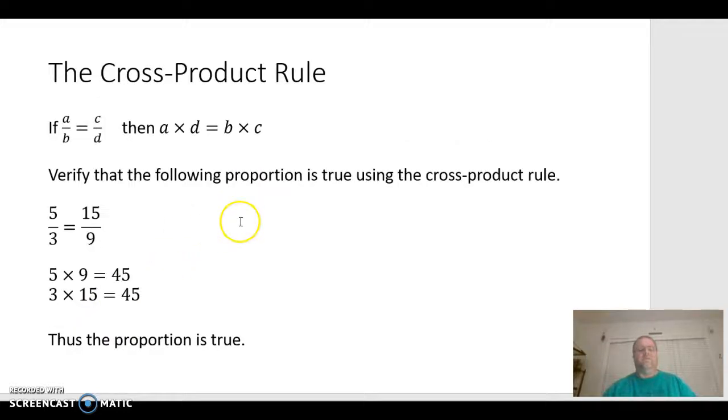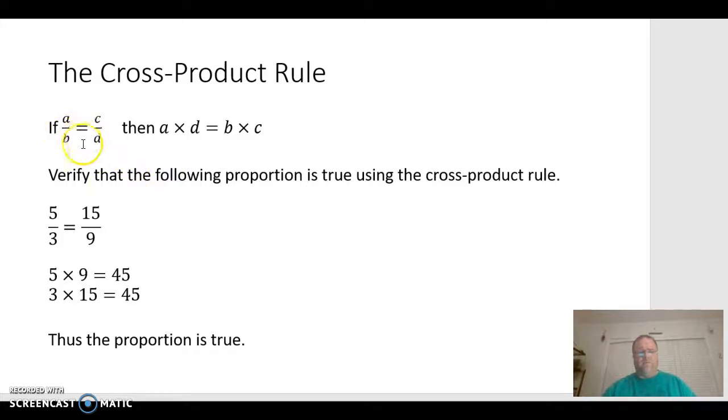All right, so let's look at the cross product rule. And a lot of you may have seen this before. Hopefully you've seen it somewhere in school. Usually you start looking at this in middle school, and you do some in high school. But this is the cross product rule, where we're going to multiply these values or quantities in a diagonal fashion.